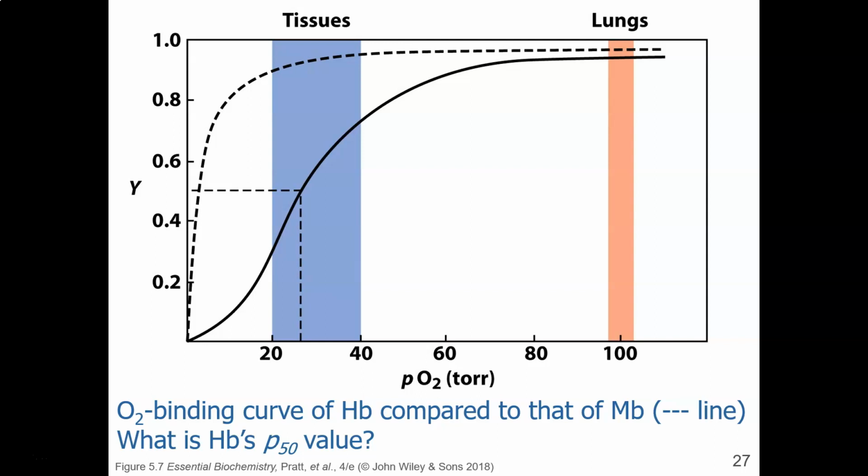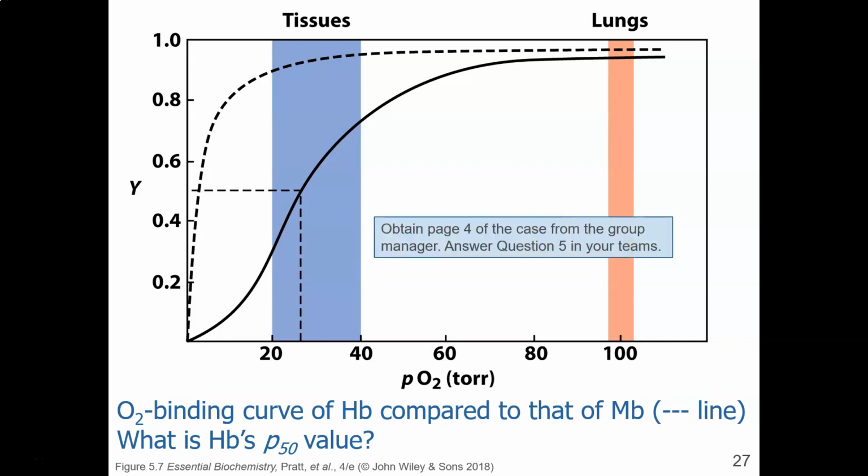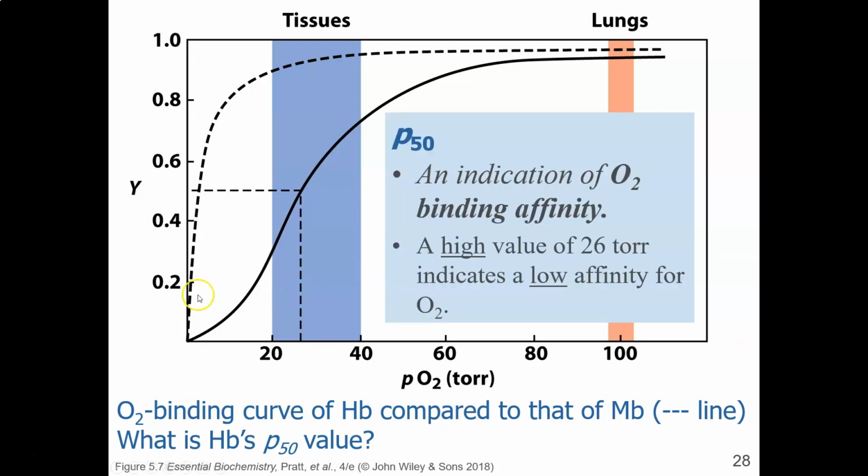So we can do the same thing where we can figure out what hemoglobin's P50 value is. So that was question 5 that we answered in class. If you do the same thing where you drop a line over at 0.5 and drop a line down, you get a P50 value of 26 torr. Now that's quite a bit higher than it was for myoglobin. So this high value indicates a low affinity for oxygen. This means that we need to get the oxygen partial pressure all the way up to 26 torr before we have half of our binding sites occupied.